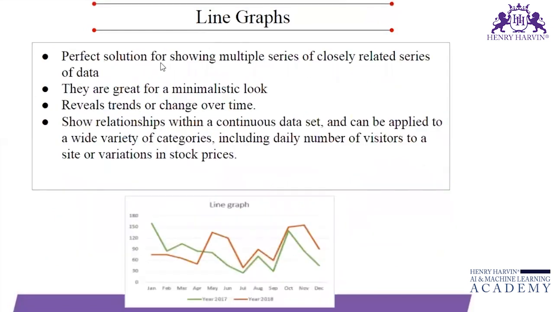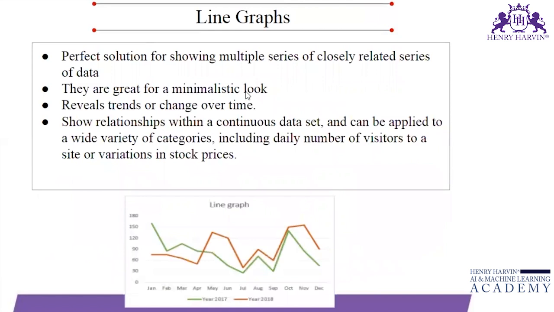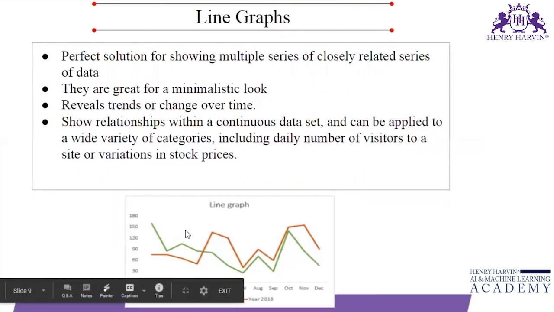It is the perfect solution for showing multiple series of closely related data. They are great for a minimalistic look. It reveals the trend or change over time. So line graphs help us to show how a data set changes over time. For example, the variation in the stock price, or the number of visitors on a site. So it shows a continuous data set and helps to build a relationship with that.